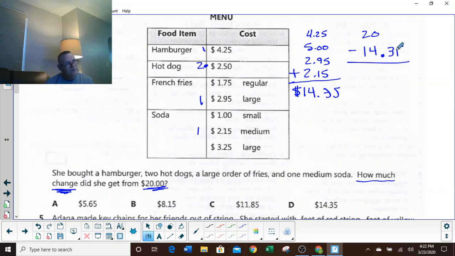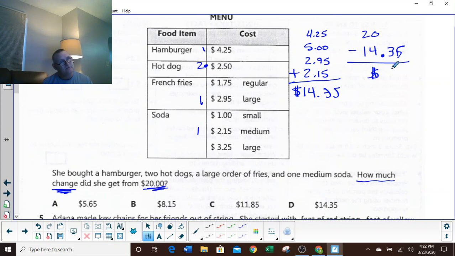20 minus 14, and look how terrible that 5 is. I'm going to hit you. No, no hitting, no violence. 20 minus 14.35 equals $5. Nice dollar sign there. Golly, we got to work on this now.